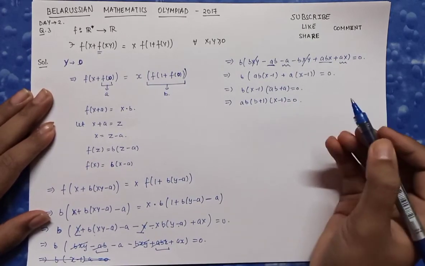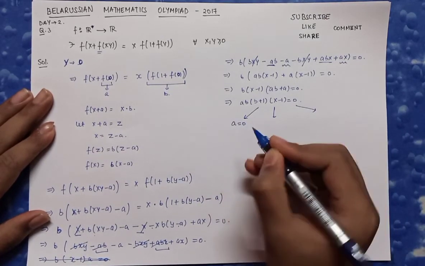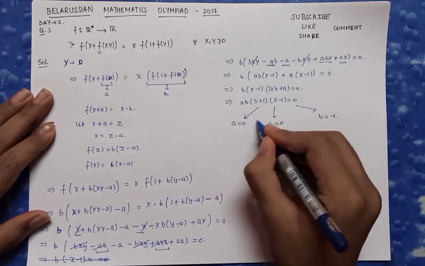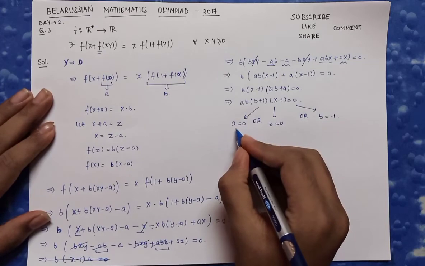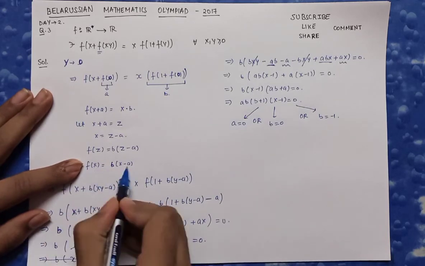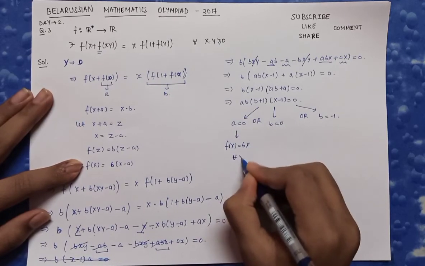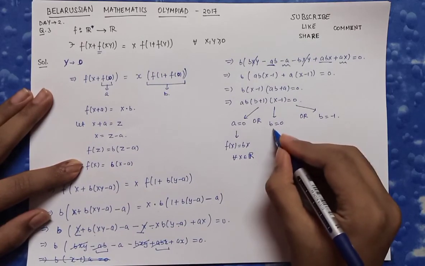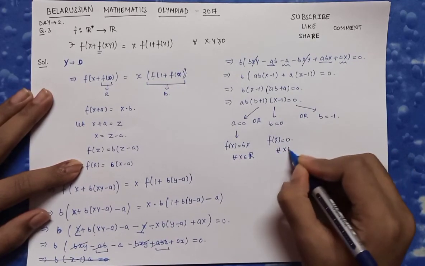Since this is true for all x belonging to real, we can say that we have three possibilities. In the first possibility, a equals to 0, in the second possibility b equals to 0, and in the third possibility b equals to minus 1, and these are all with or, because either of them can be true. So in the case when a equals to 0, let's substitute a equals to 0. Then in this scenario fx equals to bx for all x belongs to R. And for the case when b equals to 0, we are going to get one constant function fx equals to 0 for all x belongs to R.